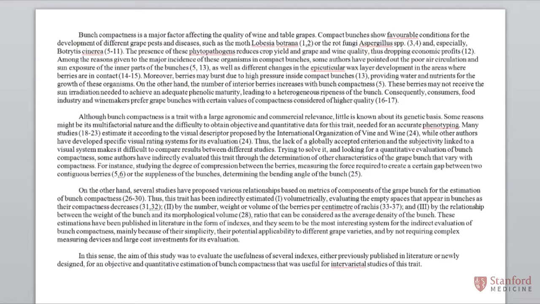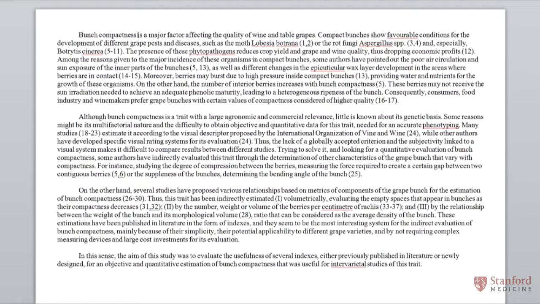So starting with the first sentence: "Bunch compactness is a major factor affecting the quality of wine and table grapes." Now, when I first read this introduction section, I didn't get right off the bat that being more compact is a bad thing. I think what I'm inferring here is that in general, being more compact is bad. This sentence, also, is the first sentence of your introduction and it has a to-be verb, "is." I thought maybe we could have a more exciting verb there.